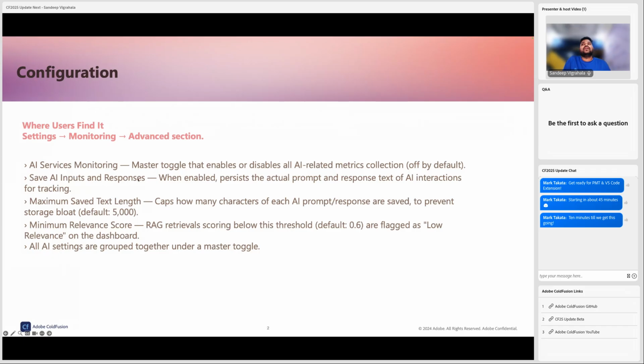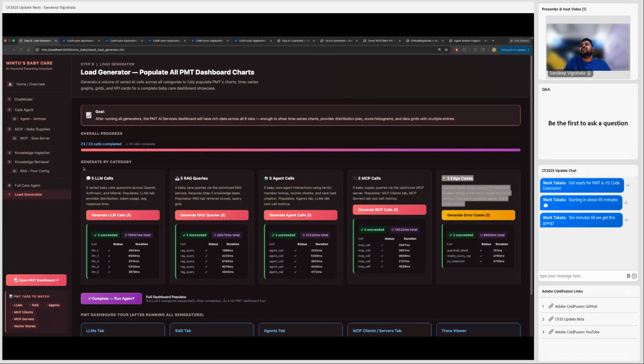That is one flag that we are supporting, and we also do have maximum saved text length. By default it is capped at 5,000, but you can fine tune it to your use case depending on how much space it is going to take, or how much info it is going to give you, right? Then we have minimum relevance score. This is something I'll showcase on the PMT side, right? Let me go back to the configuration of the PMT.